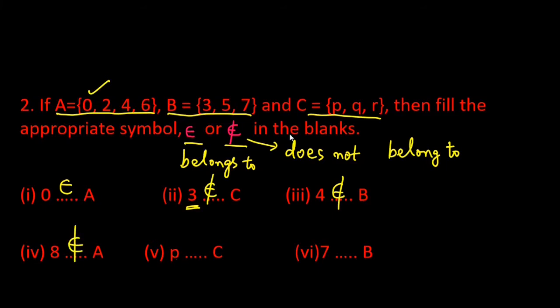Now again C. P dash C. In C we have P here. C is equal to {P, Q, R}. We have P here. So P belongs to C. Then 7 dash B. Let us look at set B. B is equal to {3, 5, 7}. So 7 is there. So 7 belongs to B.